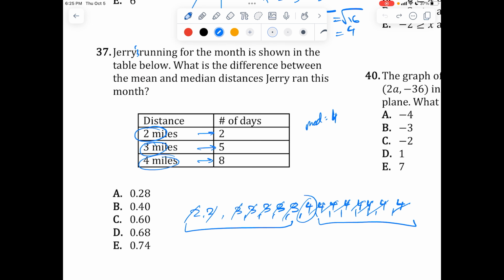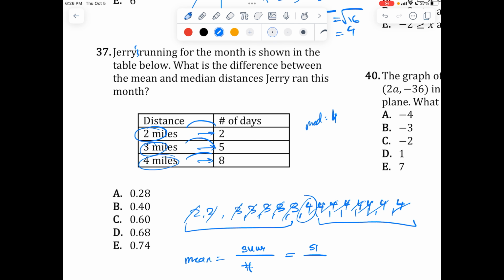We need to find the mean. What you could just do in order, again, mean is equal to sum divided by number of numbers. So the sum is just going to be 2 times 2 plus 3 times 5 plus 4 times 8. So it's 4 plus 15 plus 32. It's 51 divided by the total number of numbers.